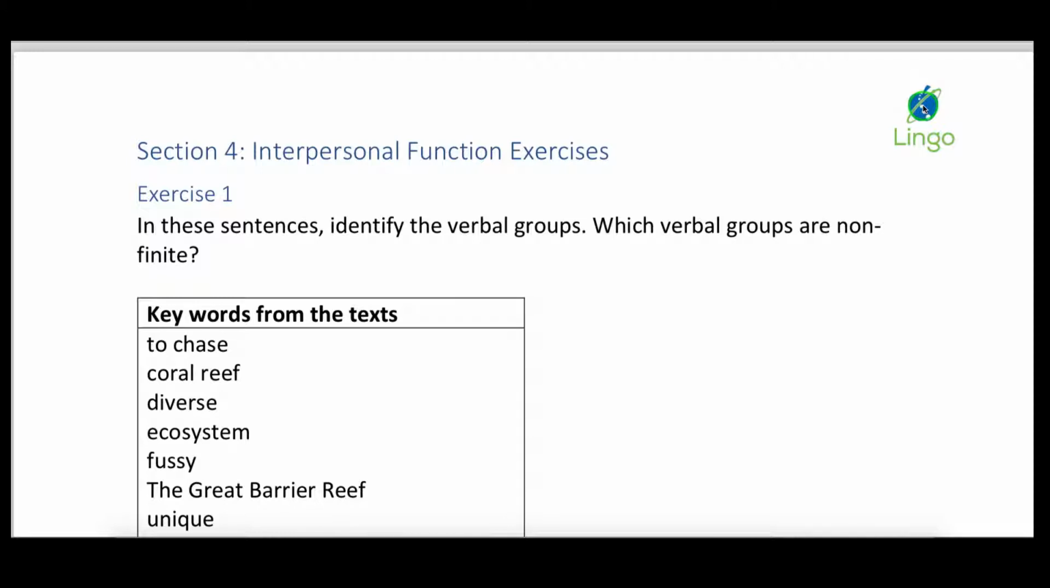In this video, I'll be going through the answers to the exercises for section 4, which is looking at the interpersonal functions of language. Okay, so in this first exercise, you just need to identify all of the verbal groups in the sentences. And then you need to decide which of those verbal groups are non-finite.